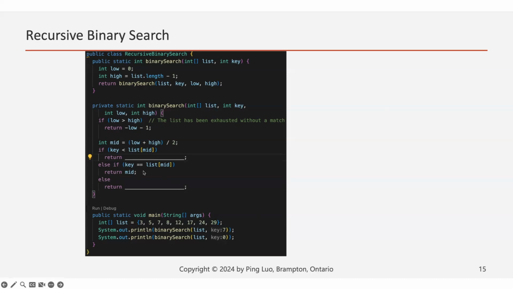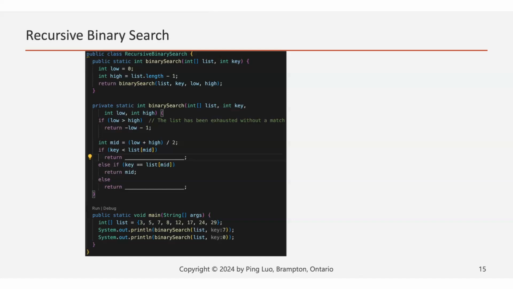I will give everyone 5 minutes to think about this. This is a very typical problem that can be solved using recursion. Yeah, this is the list, right? It has low as the low index and high as the high index. So we just need to figure out how to fill out all these blanks here in this method, because this method has 4 inputs, right?